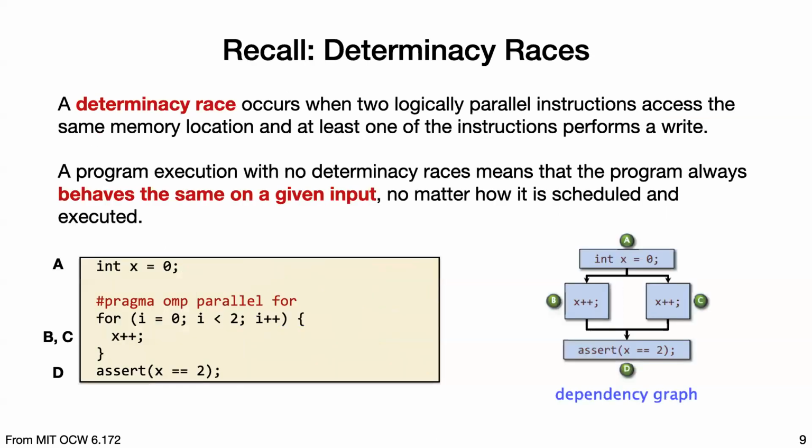Okay. So last time I said that determinacy races are when you have two parallel instructions accessing the same memory, and at least one of them is doing a write. If you don't have any determinacy races in your program, it means that your program always behaves the same on a given input, regardless of how the thread scheduling happens underneath. And so this is non-deterministic. This has a determinacy race because there's no lock on X++. And so you can see whatever at the end. You're not guaranteed that it's 2 at the end.